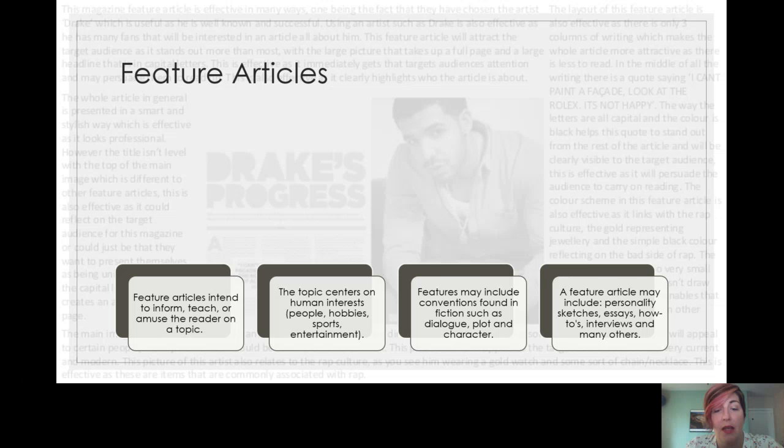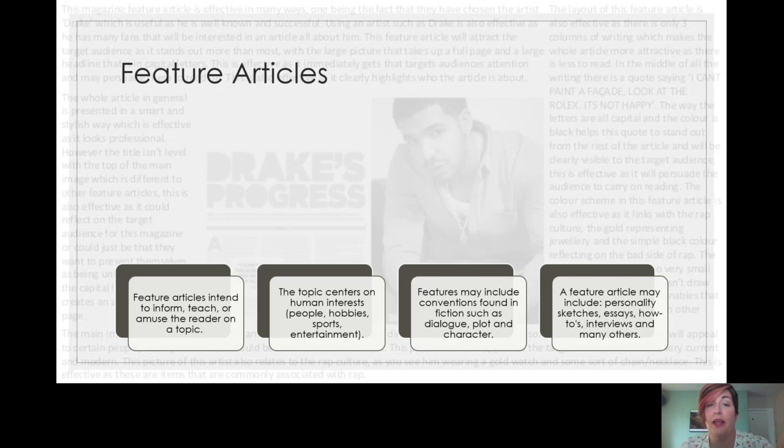So that's what we mean by they may include conventions such as dialogue. It might be direct conversations that you have with people. There might be a kind of plot if you're explaining a movie review. You could go into details about characters or that real life person you're talking about. And a feature article may include personality sketches, so focusing on people. It could be an essay where someone sort of gives their opinion about a topic. It could be how-tos, how to cook something or make a favorite dessert. It could be interviews. It could be so many different things.